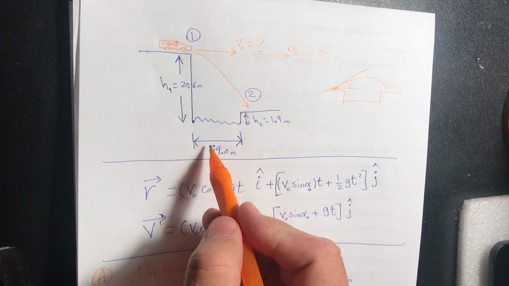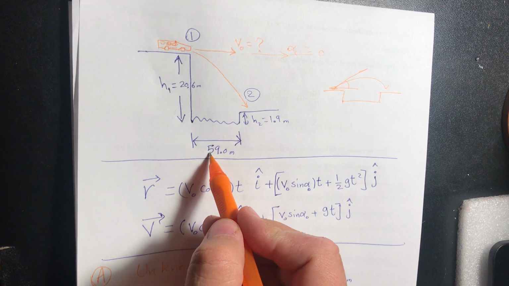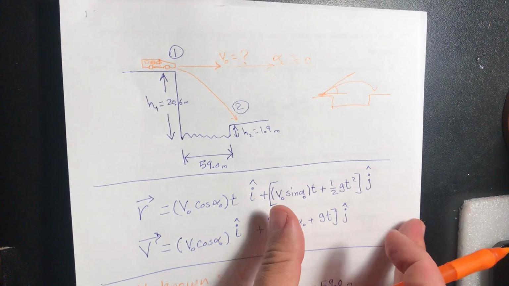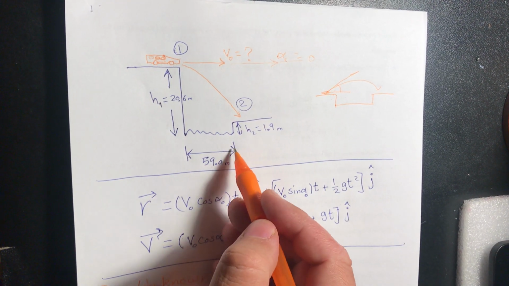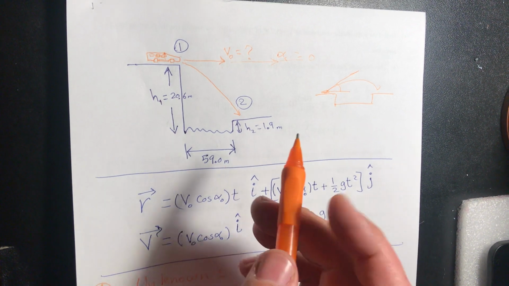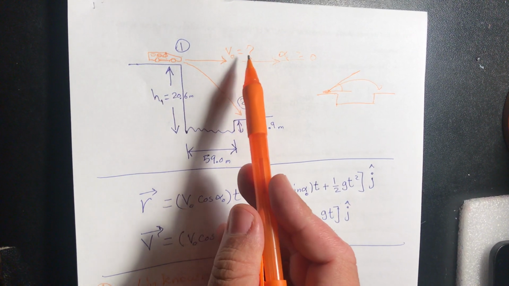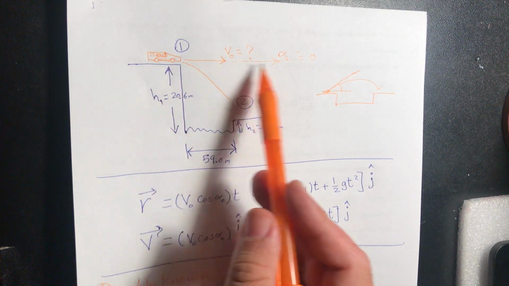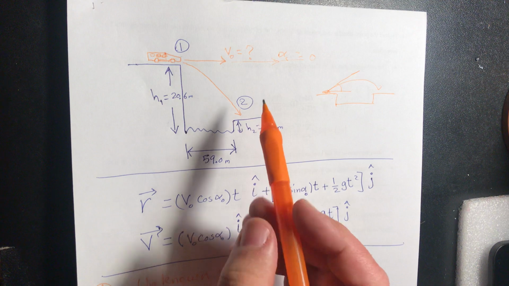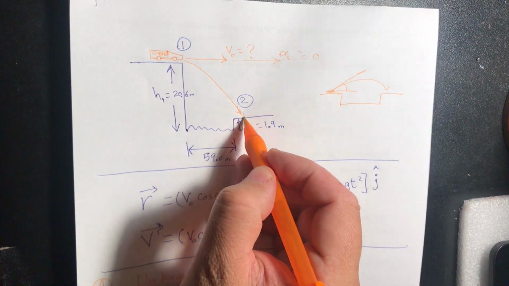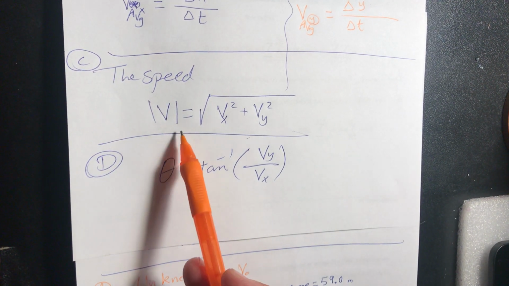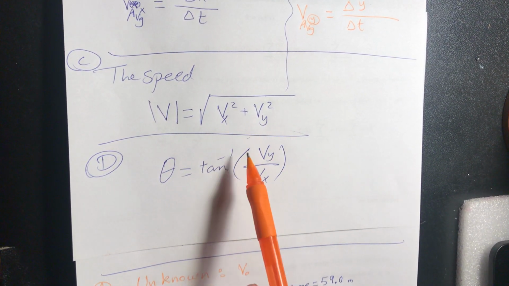The width of that river is 59 meters. So the safe distance is the river width. Okay, so we need to know the initial speed horizontally. Also, in the second part, we need to know the speed, which is vx squared, the same as in the first question. The speed uses the Pythagorean theorem.